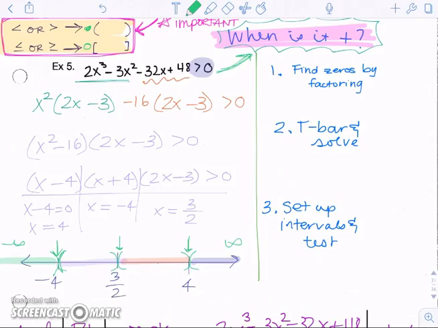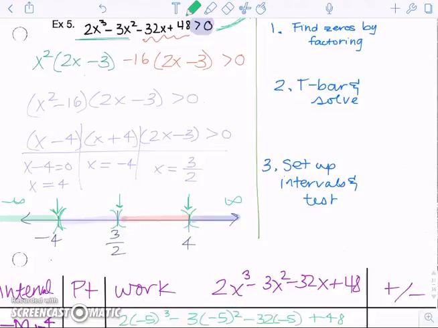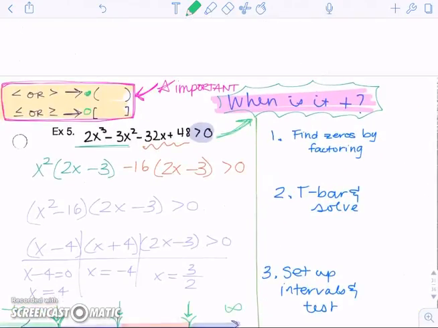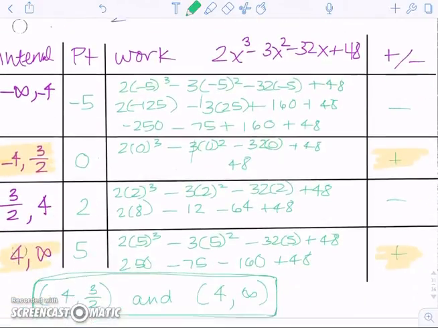So just to recap, we found our zeros by factoring, we set each factor equal to zero and solve, and then we set up our intervals and test. I find it helpful to write this number line out so I know exactly where my numbers fall in relation to each other and I can clearly see my intervals. And then I set up this chart where I state the interval, I choose a point within the interval, I show my work and am careful with my signs, and then I decide whether the interval is positive or negative. I go back and see what the question is looking for, and then I clearly indicate my answer.